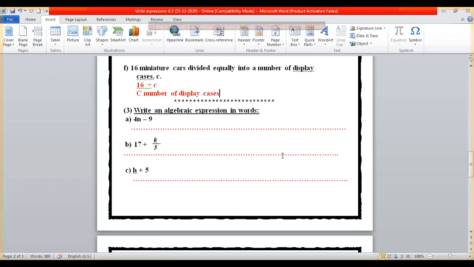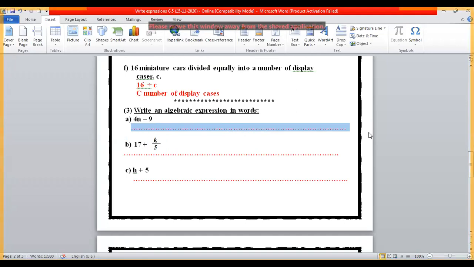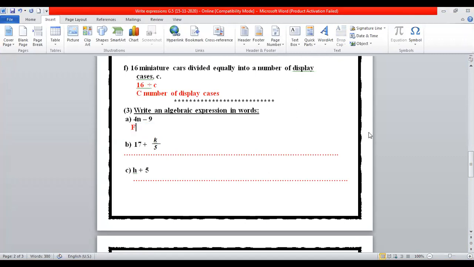Exercise number 3. 4n minus 9. I want to write it in words. What's the meaning of 4n? If you have a number and a letter this way, it means multiply. So 4n means 4 multiplied by n. We can write it this way: 4 times n minus 9. It's right.